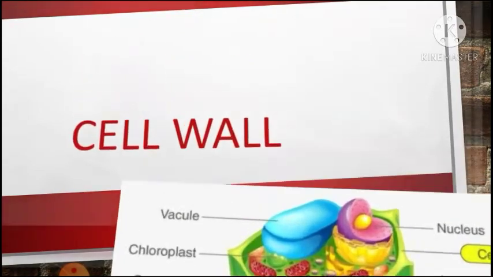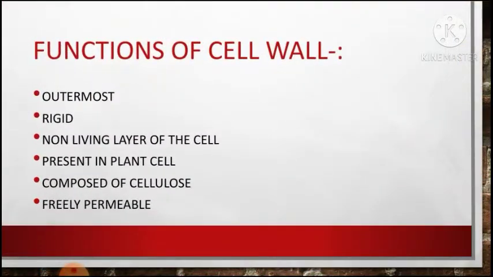Cell wall. The cell wall is the outermost rigid non-living layer of a cell that is present only in plant cells, and it is meant for protection. Plants need protection against variation in temperature, high speed winds, atmospheric pressure, moisture, etc. They are exposed to these variations as they cannot move. It is composed of cellulose and is freely permeable.